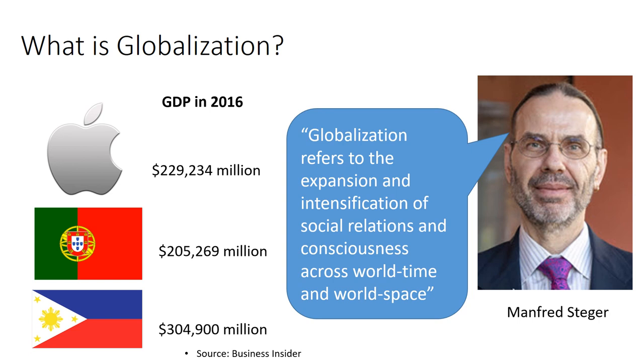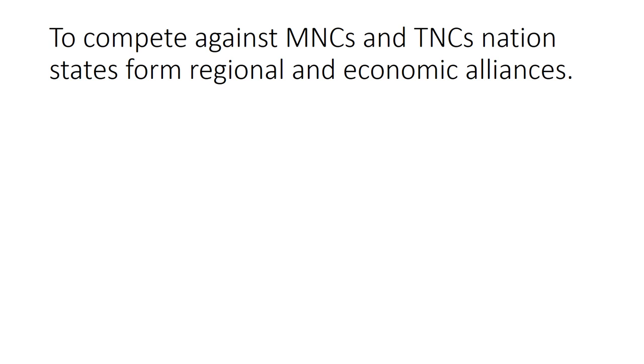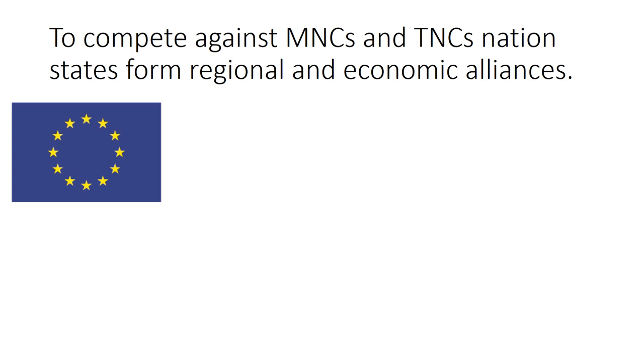And now, to compete against multinational and transnational companies, nation states form regional and economic alliances. For example, the European Union. Because if you cannot beat them, join them. So among nation states, they form regional alliances so that they will not be defeated by these big companies of the world. An example is the European Union.